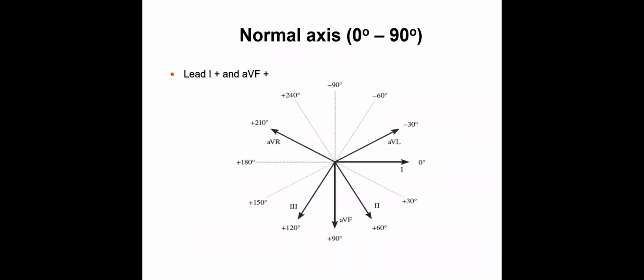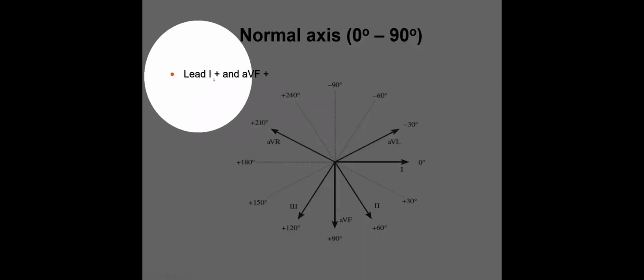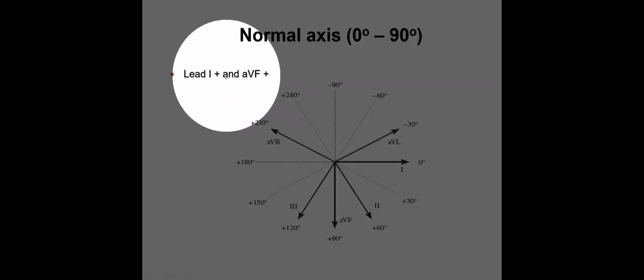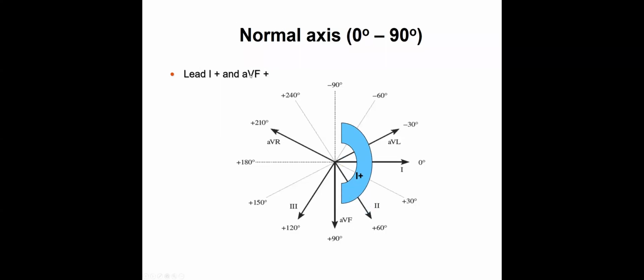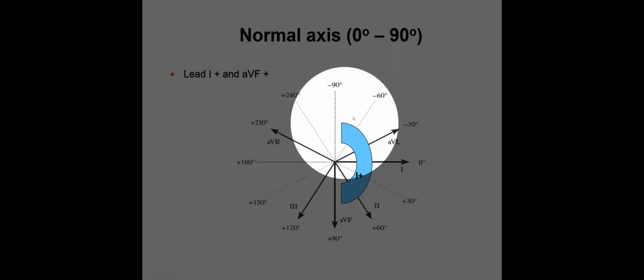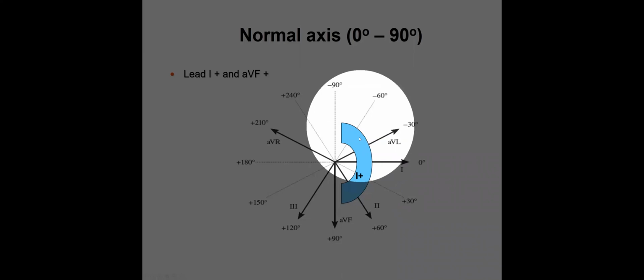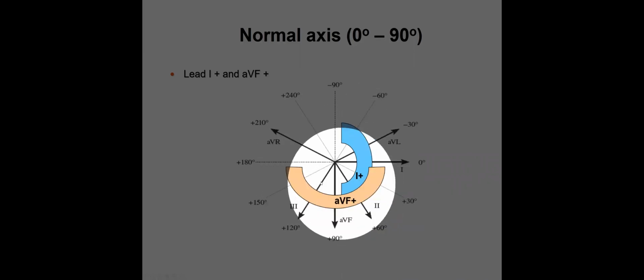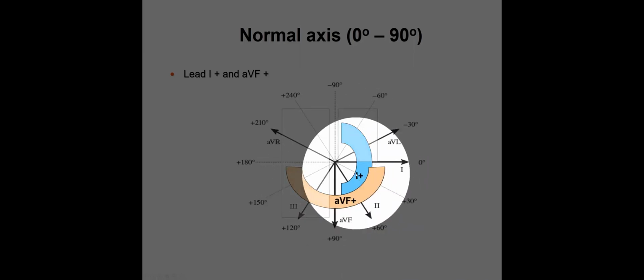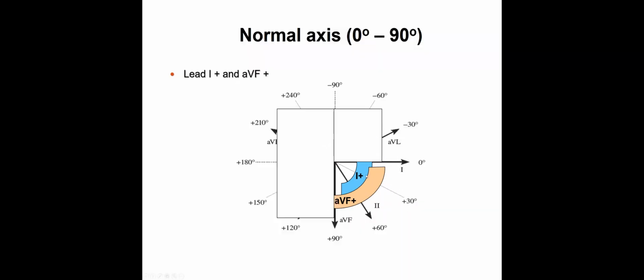Now let's see, for example, the normal axis. Normal axis is when we have lead number 1 positive and AVF positive. Lead number 1 is positive, so we are on the left side. AVF is positive, but both should be true, so only this area is positive. So lead 1 and AVF both positive, you can say normal.